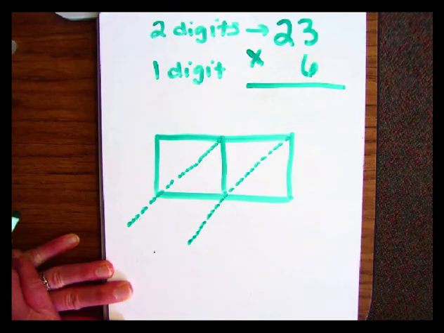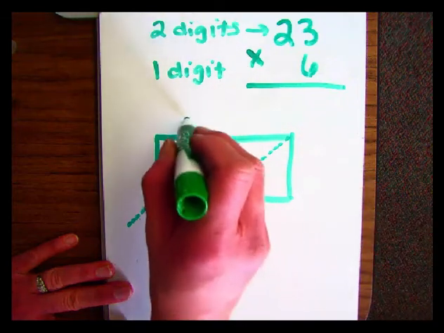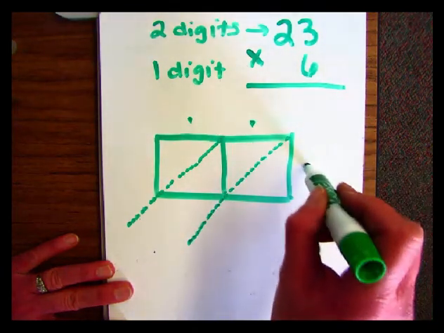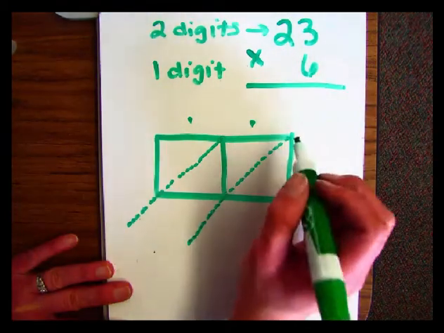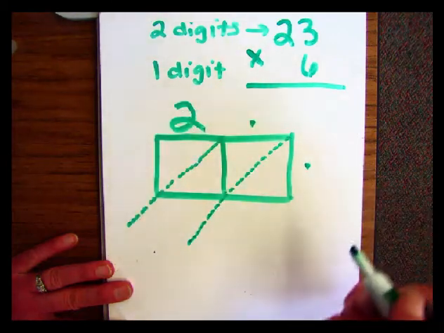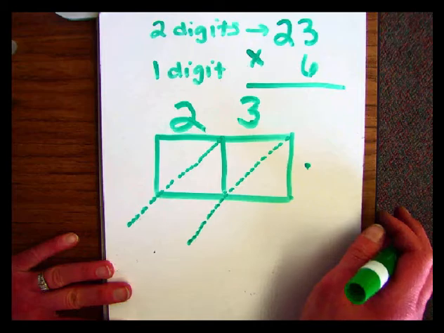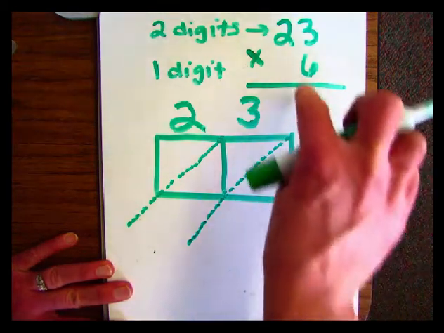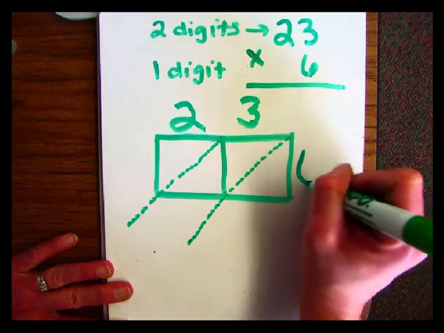Now I need to fill in my factors above my boxes here. I'm going to have one number here, 1 digit there, and another digit on the side here. My 23 has 2 digits, so my tens place, or my 20, or my 2 is going to go farthest left, and then my 3 and my ones place is going to go in the right box. Along the side here, or vertically, I am just going to have the 6 because I'm only multiplying by 1 digit.